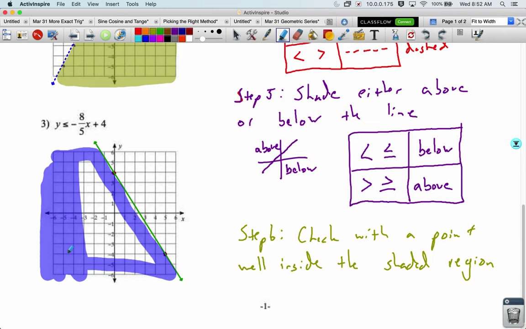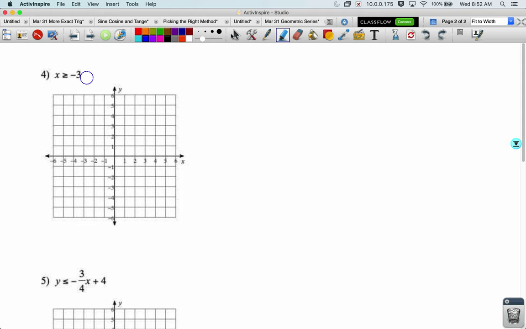Okay, and now there's one more kind of peculiar case. I said every line has an above and below. That's not entirely true. There's one type of line that doesn't have an above and a below, and that's a vertical line. All right, so here we've got x is greater than or equal to negative 3. So I want to dot in that line, x equals negative 3. It's a vertical line that crosses my x-axis at negative 3.